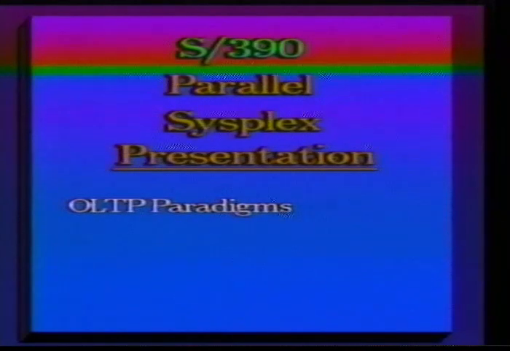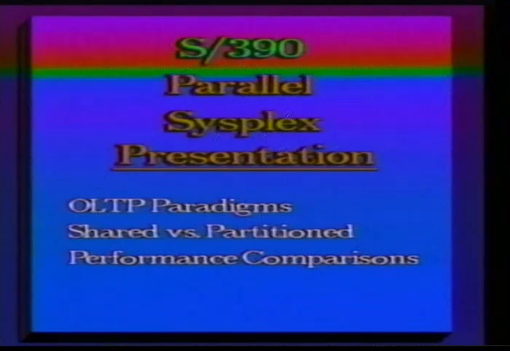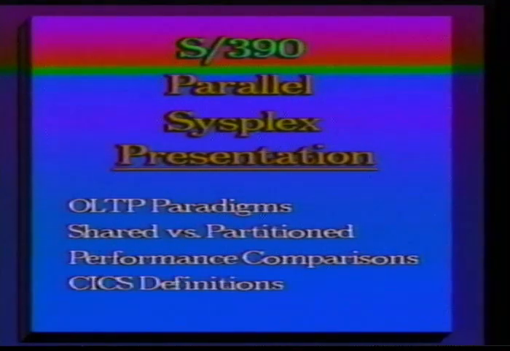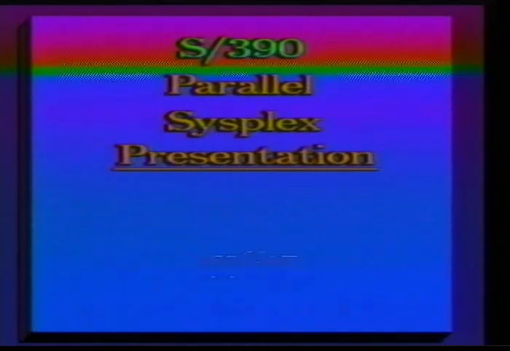First, we describe some OLTP, or online transaction processing, paradigms. Next, we compare shared data and partition data system structures. We then provide performance comparisons of both shared data and partition data system structures. We describe CICS configuration definitions. And last, we describe the changes needed to an application's CICS configuration to take advantage of parallel processing.